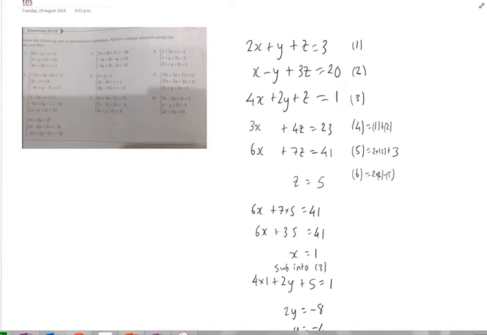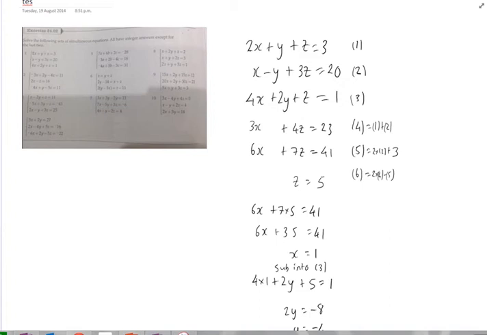So what I've done is my first equation, I've just added the first two, and that has given me 3x plus 4z equals 23. Now, to eliminate y again, I'm going to multiply the second equation by 2, and then I'm going to add it to the third equation.